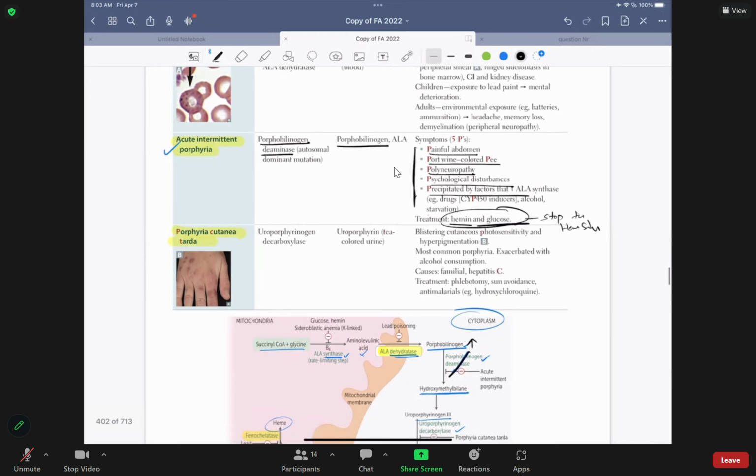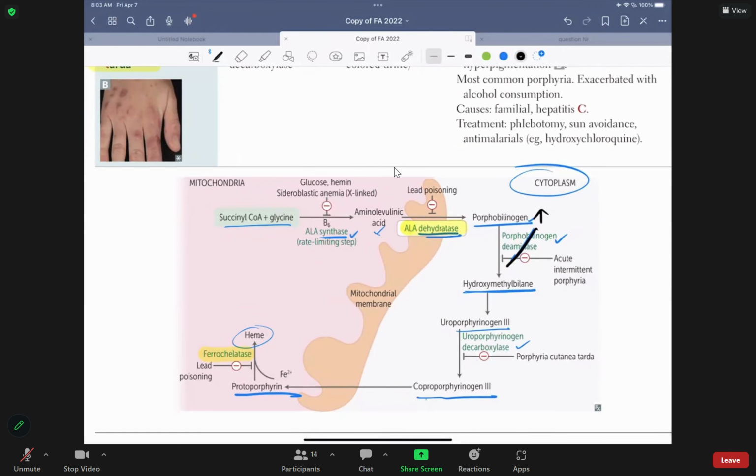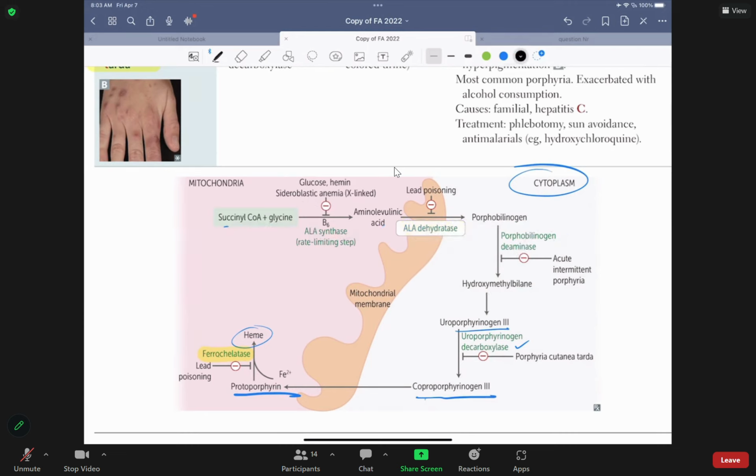So when we give glucose, this is the question. 9 out of 10 students failed. When they ask you, giving glucose to a patient with acute intermittent porphyria, how does it help? Everybody was like, oh, it affected the porphobilinogen deaminase. Wrong answer. It's shut down here. First pathway, first step. Now take a look at here. Even though acute intermittent porphyria is a deficiency of this enzyme, when we give glucose and hemin, it actually downregulates ALA synthase. Is that clear, folks?